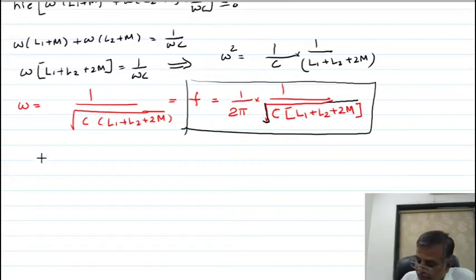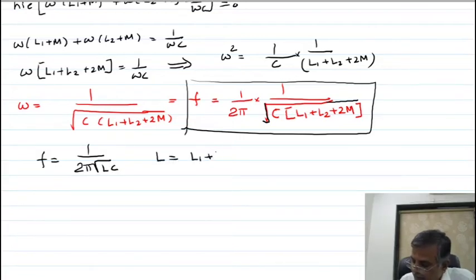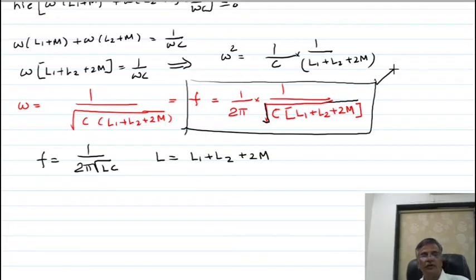Sometimes in some books they write f is equal to 1 upon 2 pi root LC, where L is nothing but L1 plus L2 plus 2M. If they do not mention this, it means they do not consider the mutual inductance. But this is the right equation for the frequency of oscillation.